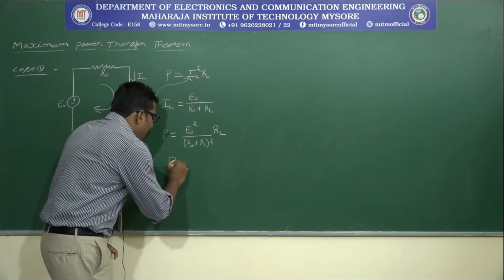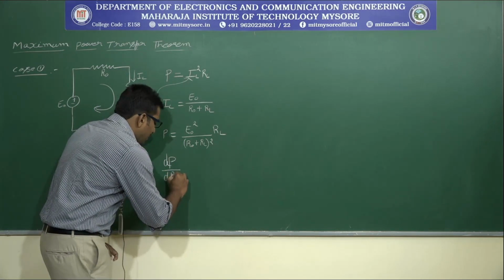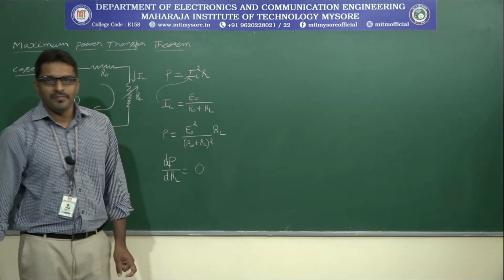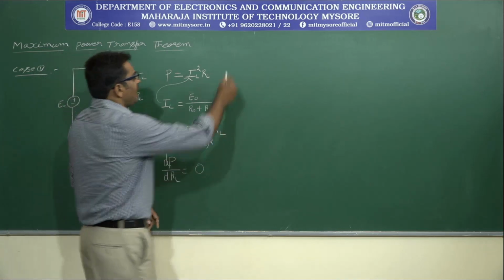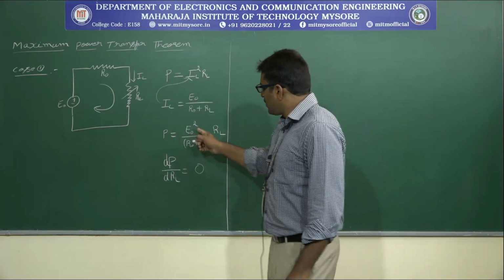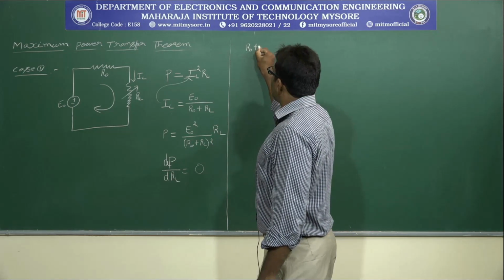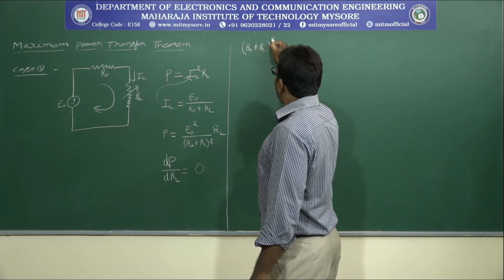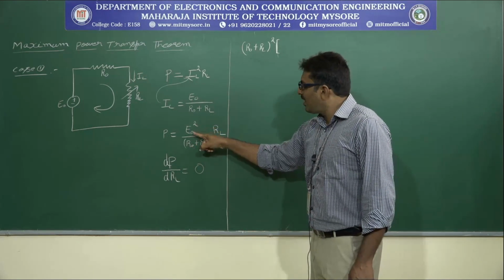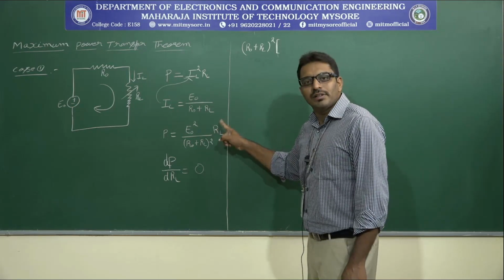So now differentiate power, dP, with respect to the variable present in the system, RL, the load resistance, and equate that to 0. Is that clear? Now just differentiate the above expression with respect to RL. This is the U by V rule, right? First, the denominator, (R naught plus RL) whole square, into the differentiation of the numerator, E naught square into RL, with respect to RL. The differentiation of RL with respect to RL is 1.